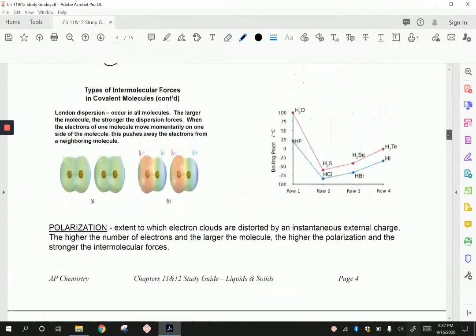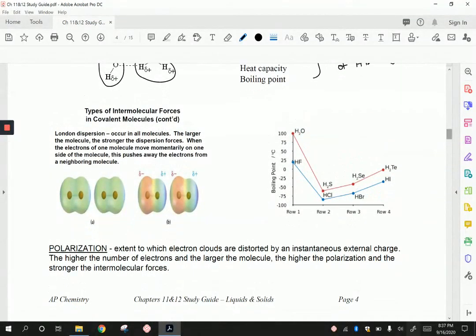The last type of intermolecular forces in covalent substances are London dispersion forces. This is named after Fritz London, a scientist, not the city of London. Dispersion means movement or spread out of the electrons that we're talking about. These occur in all molecules. Any molecules with an electron cloud have London dispersion. But they are so weak that they're not really significant in any type of molecules except if they're nonpolar. But again, they occur in all molecules.